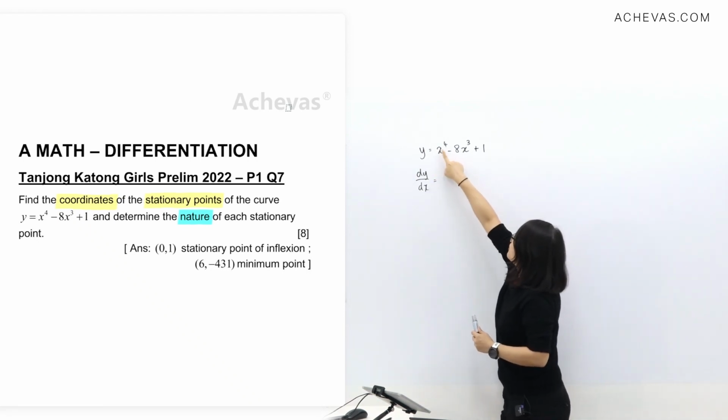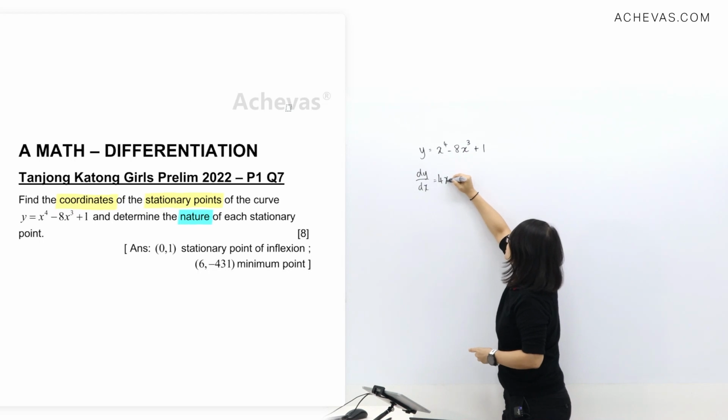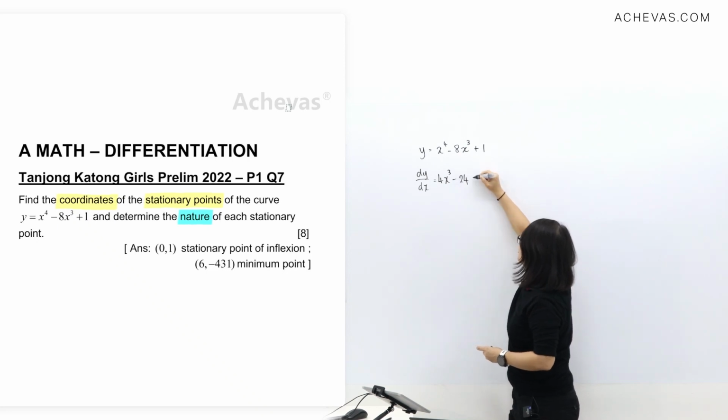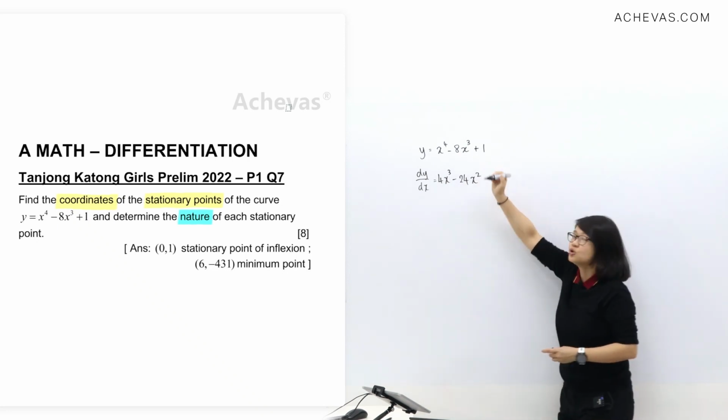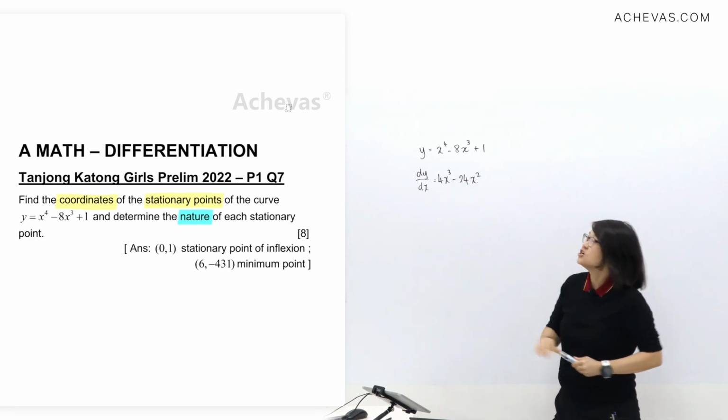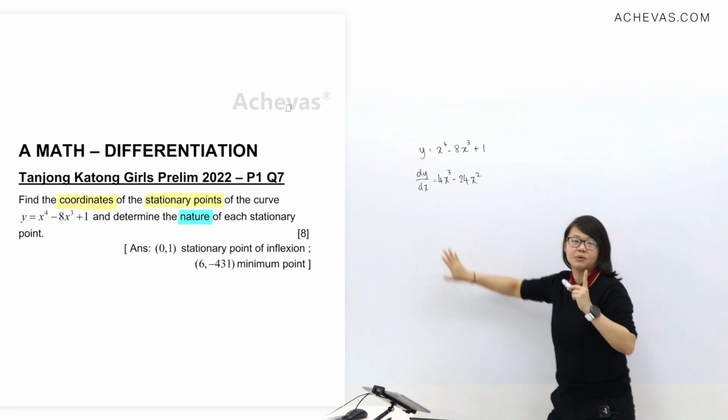Let's differentiate this. 4 bring to the front and reduce the power by 1. I have power 3 now. 3 times negative 8, that's going to give me negative 24. Reducing the power by 1, I get power 2. And last, we have a constant. Differentiating a constant will be 0. So this is my dy/dx, step number 1.